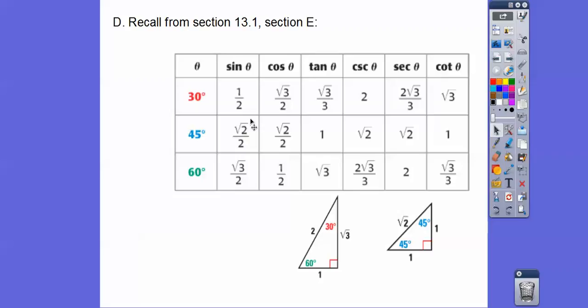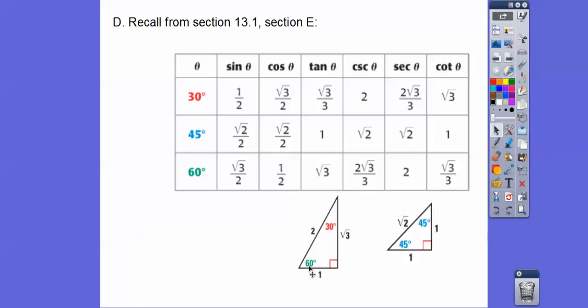And then 45. The sine of 45, here's a 45, was opposite over hypotenuse. Same with cosine, except it was this adjacent over hypotenuse. The tangent of 45, opposite over adjacent, so 1 over 1.